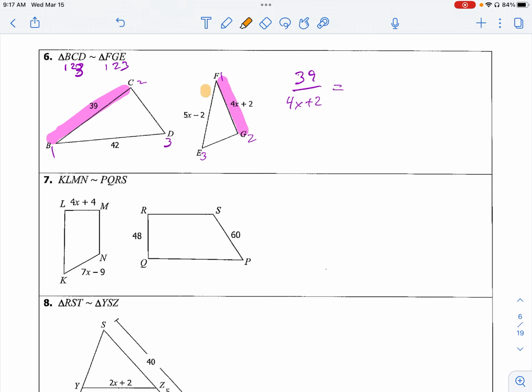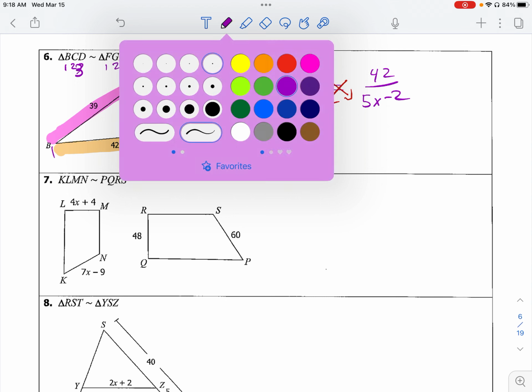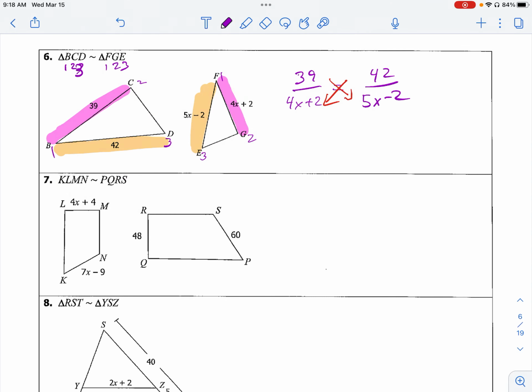Then I got over here between 1 and 3. Go over my other triangle between 1 and 3. And 42 over 5x minus 2. And we've done some examples like this, so we're not scared of them anymore. So we're just going to go forth and conquer. So 42 times 4x plus 2 equals 39 times 5x minus 2.